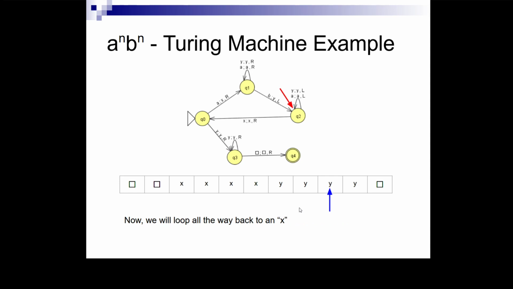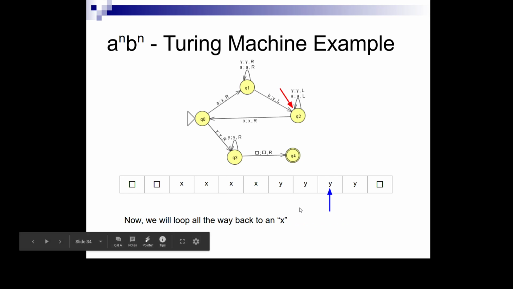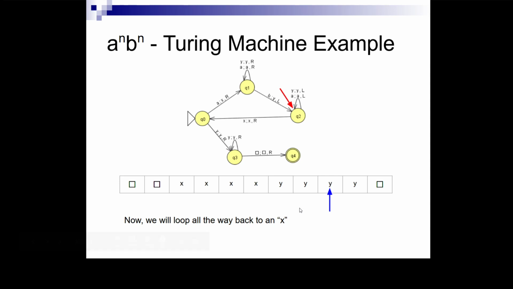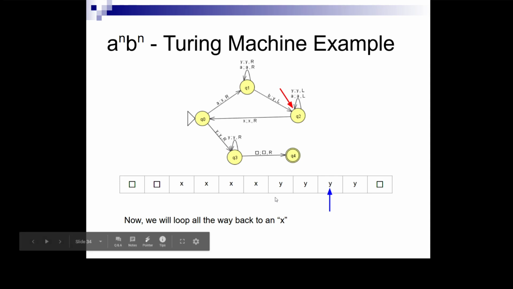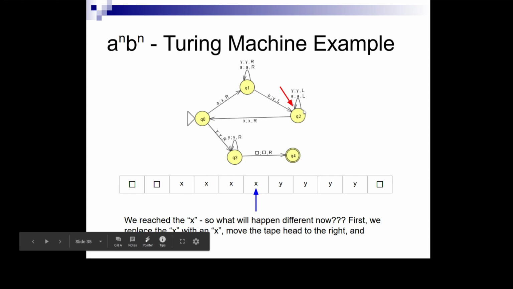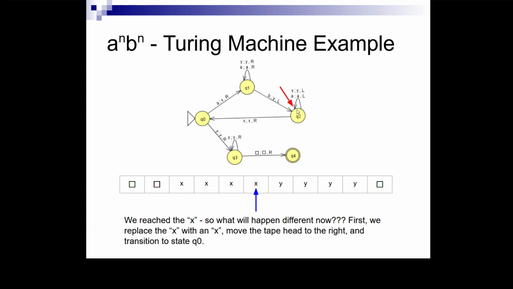So we've replaced the last A, and we've replaced the last B. When we do that, we're in state Q2, right? That's when we replace our last B. B is replaced with a Y, and we move to the left. And so for every A or Y, we keep moving left until we hit our X. So now we're pointing at our X. What happens? Well, we replace the X with an X, we move to the right.